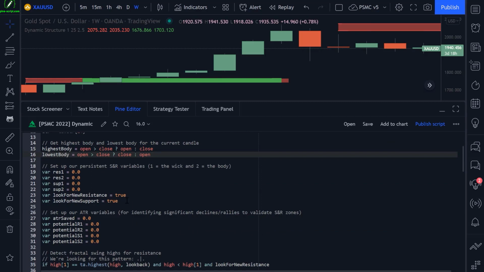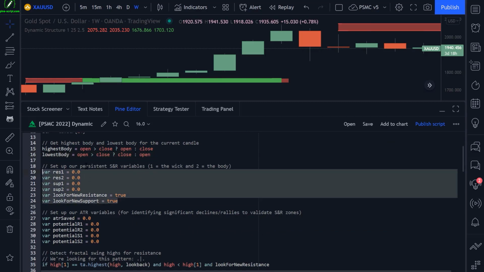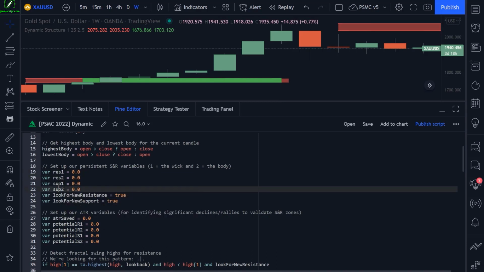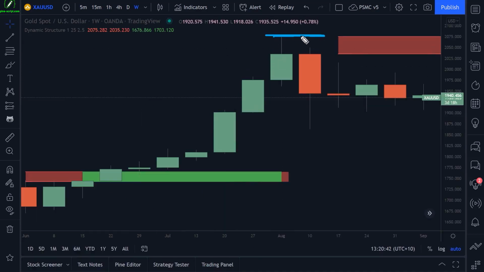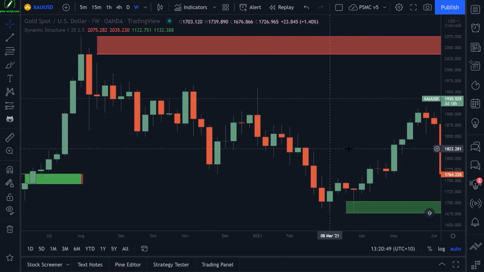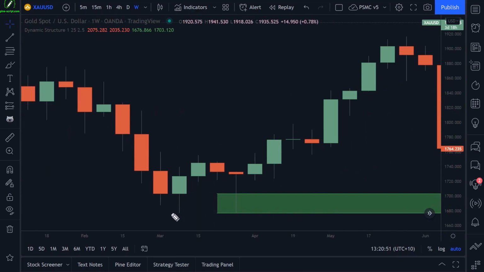Then moving on, we have our persistent variables, which are used for tracking our resistance and support zones. So we have res1, res2, and sup1, sup2, short for resistance and support. 1 is the wick price. So for resistance, that would be this price here. And 2 is the body. So that would be this price here. And for support, it's the same deal. Sup1 is the wick. Sup2 is the body.